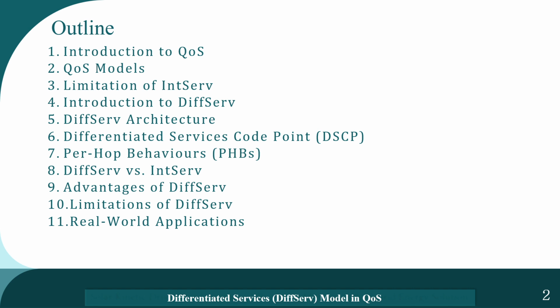Here is the outline of my presentation. We will begin with the introduction to quality of services, followed by the quality of services models, and then we will discuss DiffServ in detail, covering its architecture, components, advantages, and limitations. And then finally, we will go to the conclusion.